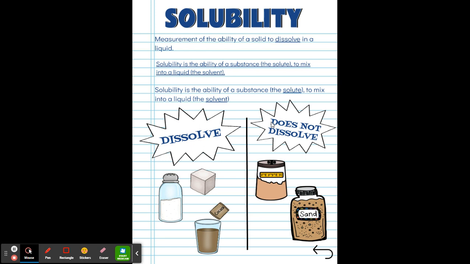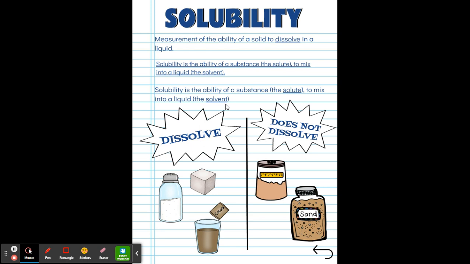Solubility is the measurement of the ability of a solid to dissolve in a liquid. Solubility is the ability of a substance, which is called the solute, to mix into a liquid, which is the solvent. Solubility is the ability of a substance to mix into the liquid.